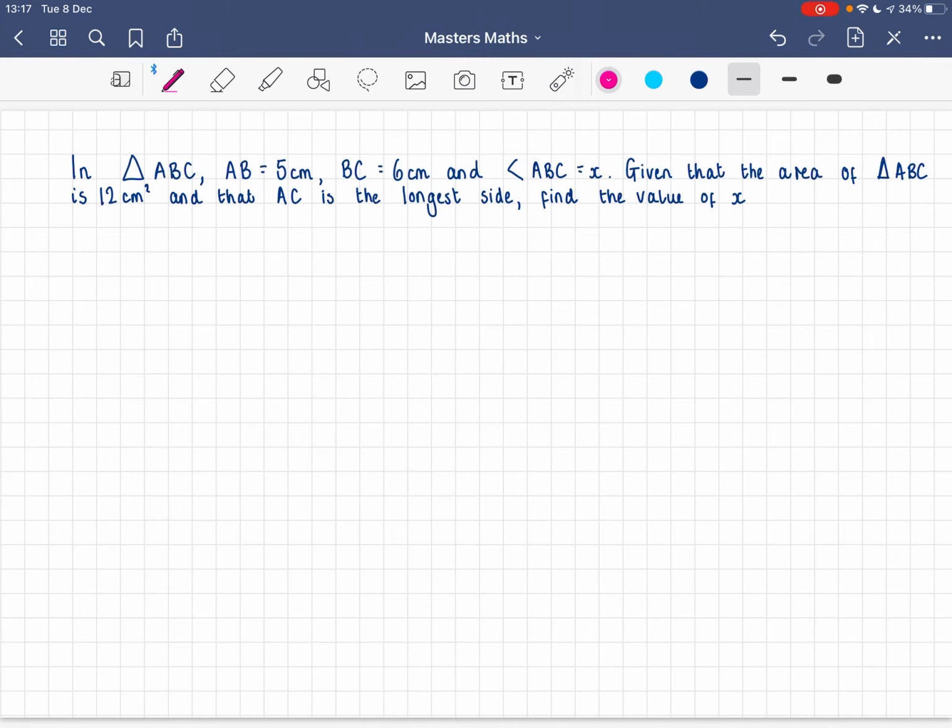Given that the area of the triangle is 12 centimetres squared, and that AC is the longest side, which seems a strange thing to say, but it is relevant, find the value of X. Going back to that longest side part, if you have watched the sine rule video first, then you will know a little bit more about what I'm talking about. But if you haven't, when you put an angle into the function of sine, sometimes two different angles can give you the same answer, okay?